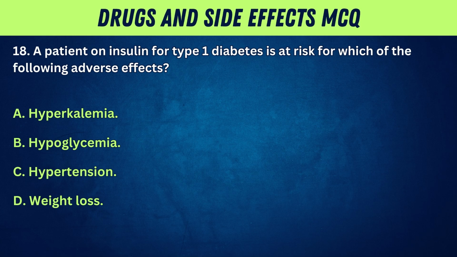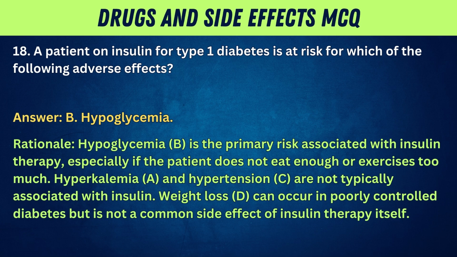18. A patient on insulin for type 1 diabetes is at risk for which of the following adverse effects? A. Hyperkalemia. B. Hypoglycemia. C. Hypertension. D. Weight loss. Answer: B. Hypoglycemia. Rationale: hypoglycemia, B, is the primary risk associated with insulin therapy, especially if the patient does not eat enough or exercises too much. Hyperkalemia, A, and hypertension, C, are not typically associated with insulin.